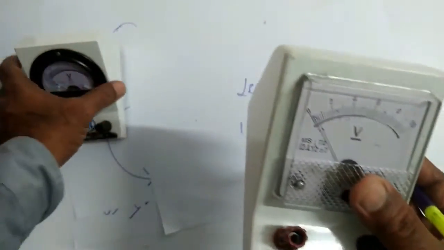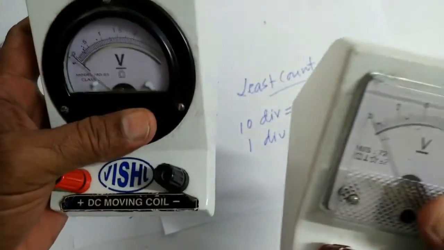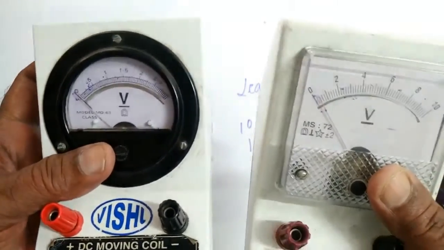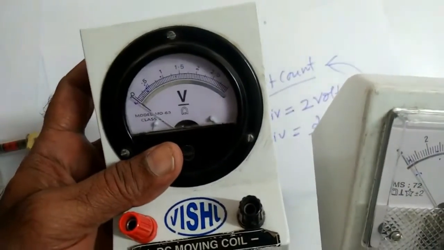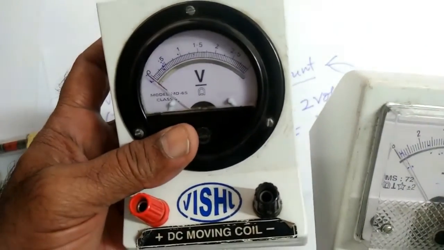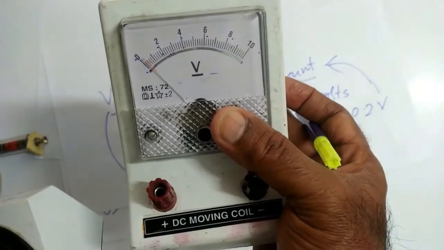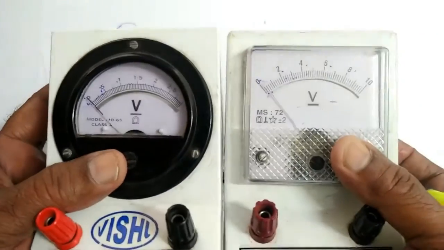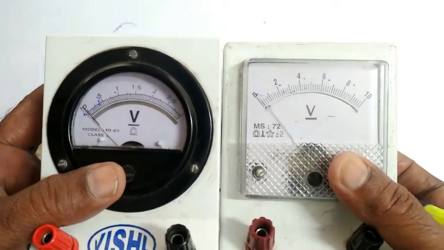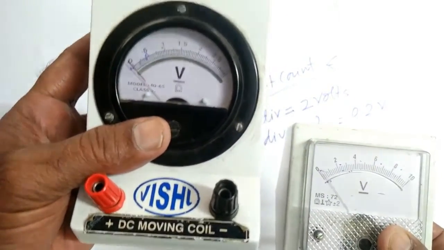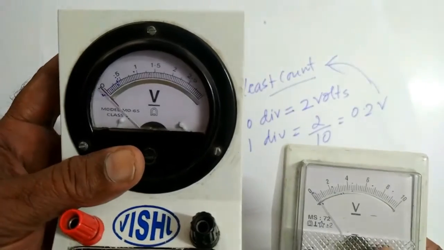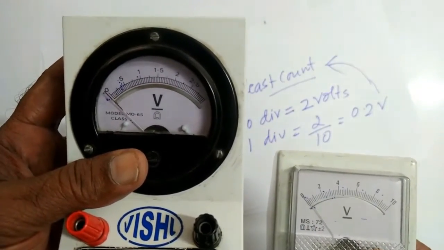Now look at the difference. This voltmeter has got 0.05 volt as a least count. This measures till 0.05 volt, whereas this measures only 0.2 volts. So which one may be more accurate? So this will be more accurate because this will measure the smallest of the smallest, 0.05 volt.